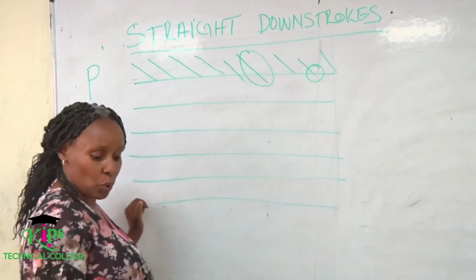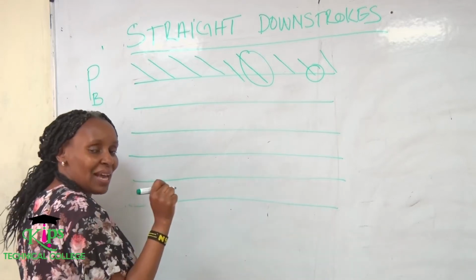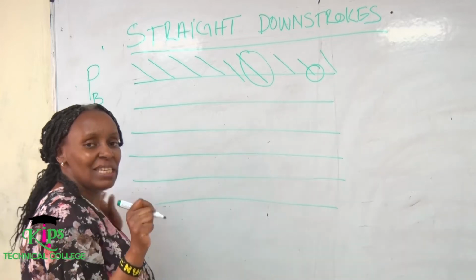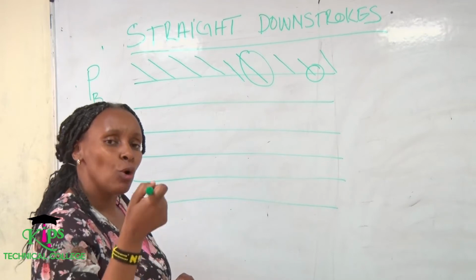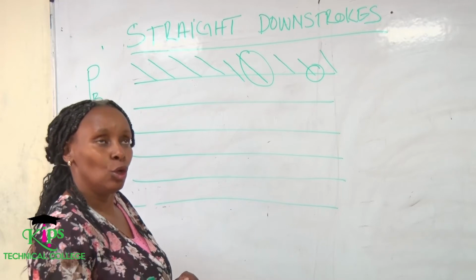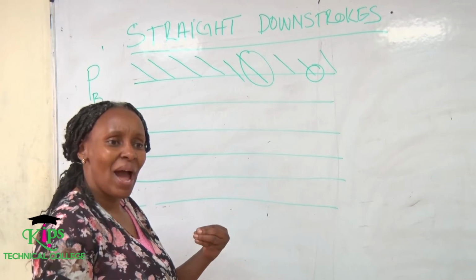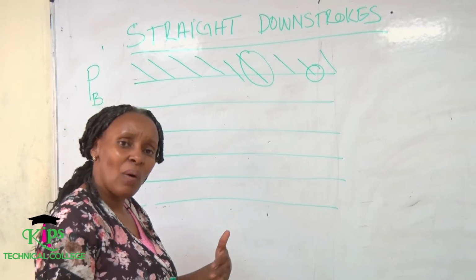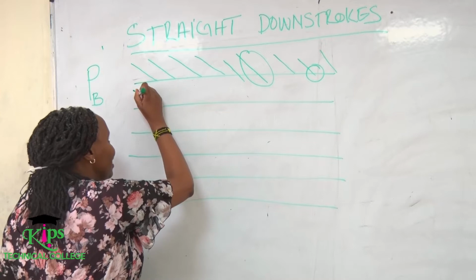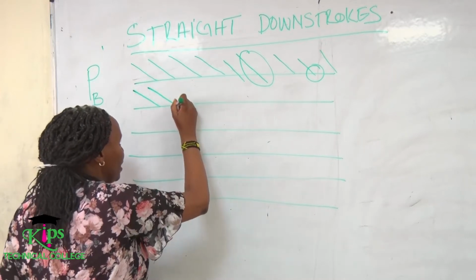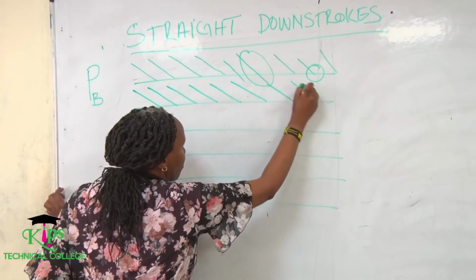Then we go to the other consonant, which is B. Now, B and P are the same. The only difference is that B is a bit darker. Why is that so? Because also of the sound. So here, P, B. Even the way you pronounce them, one has got a heavy sound, another one has got a light sound. So for B, you press the pencil, B, B, B.